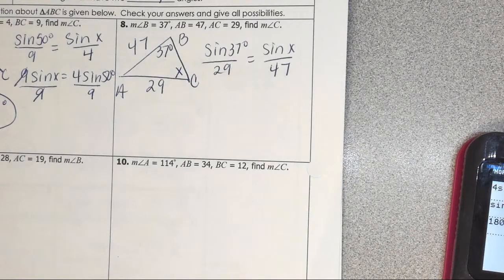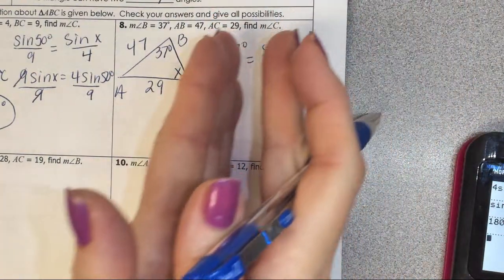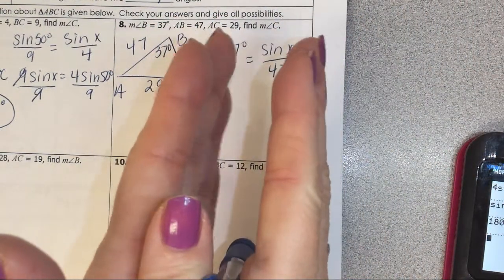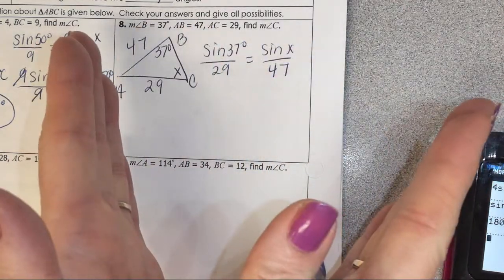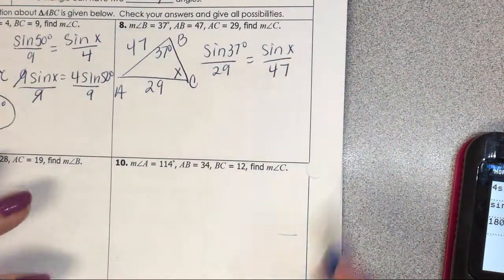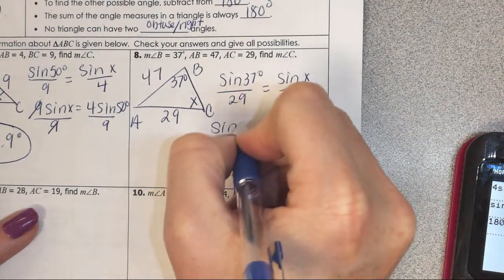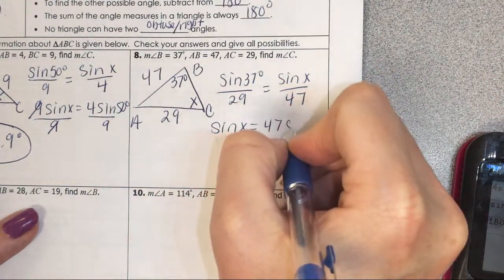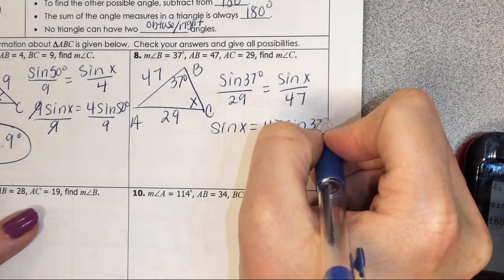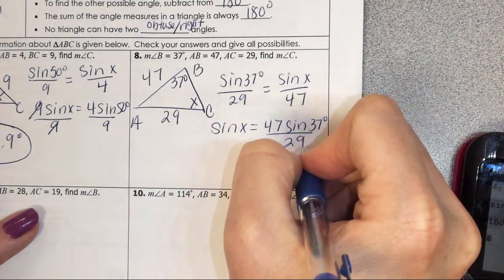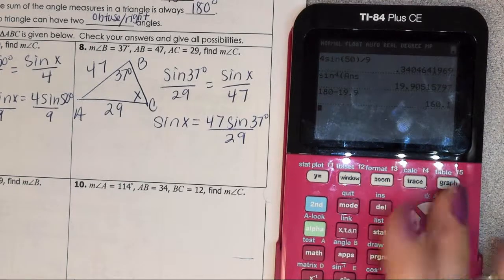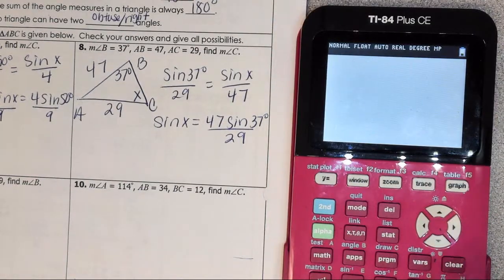See, think about it. If I have a small angle, across from that small angle is going to be a small side right there. But if I have a big angle, it has to be a large side across from it. Okay, so I cross multiply. I'm going to get sine X equals 47 sine of 37 over 29. Okay, so I'm going to do 47 sine 37 divided by 29.